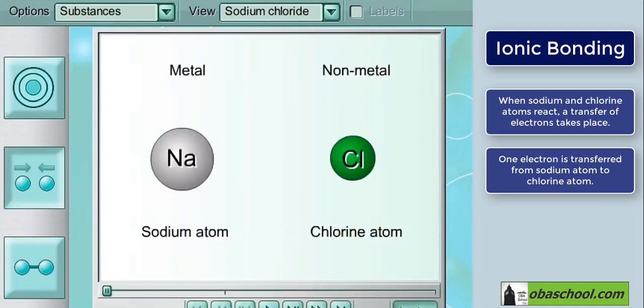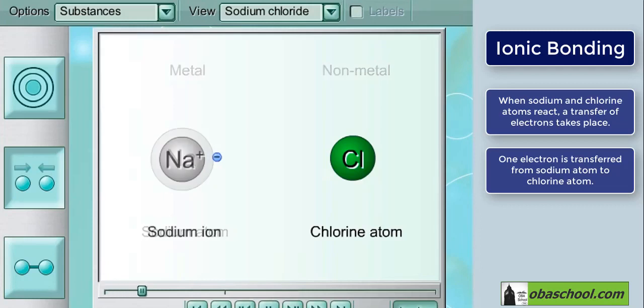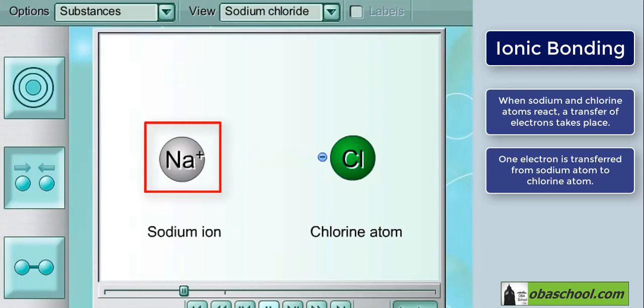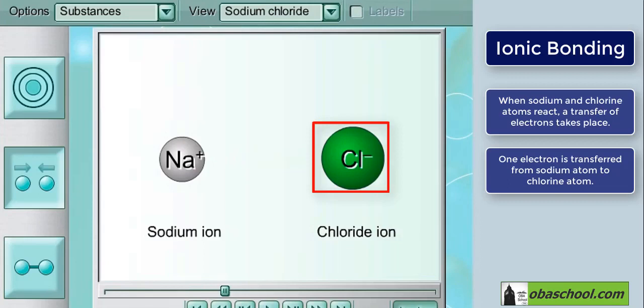This is another way to look at the formation of ions. 1 electron is transferred from sodium, and as soon as sodium loses this electron, it becomes positive. Once chlorine gains this electron, it becomes a negative ion. The size of sodium decreased when it lost an electron. This is because it lost its outer shell. It's not occupied with electrons anymore.